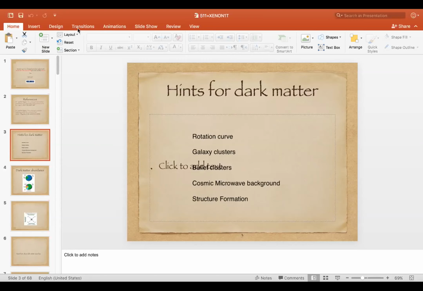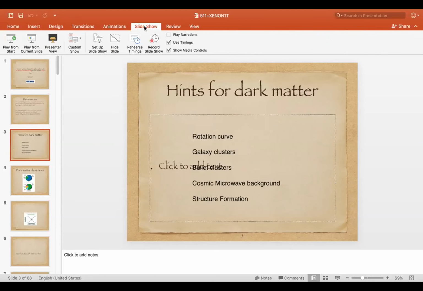As you know, there is plenty of evidence for the existence of dark matter through observing its gravitational effects. Next slide, please.